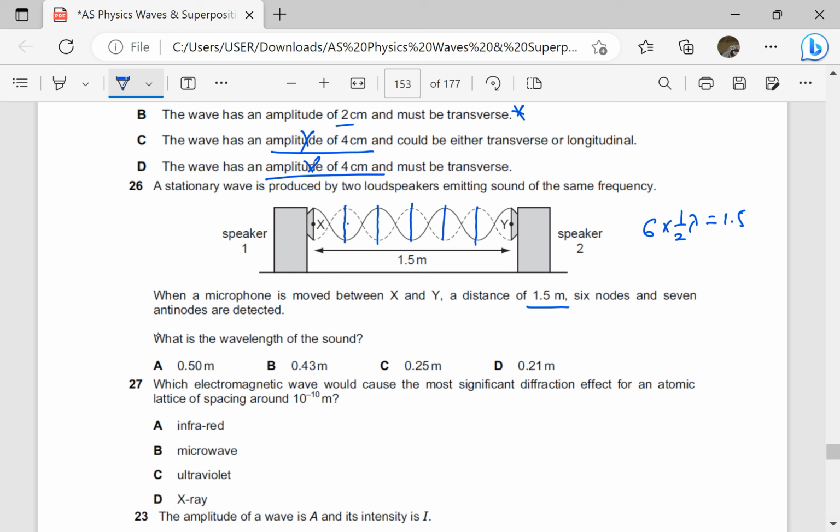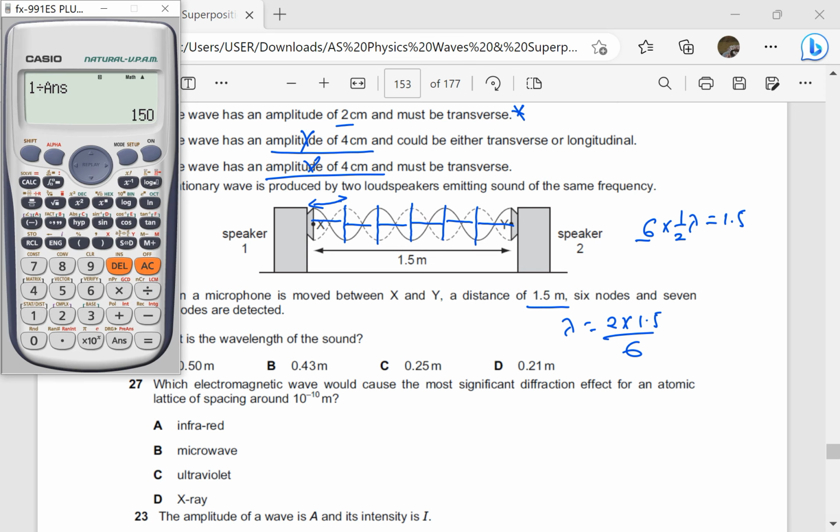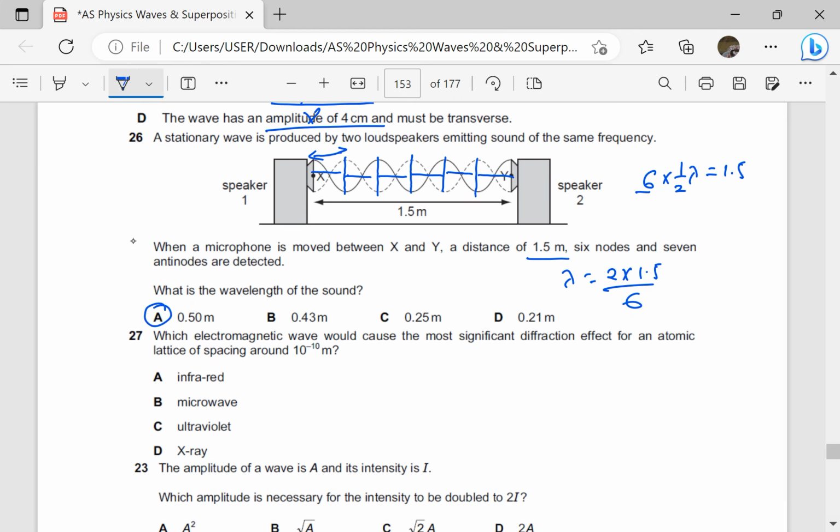So the distance between two successive antinodes is half wavelength. But that distance is appearing 6 times. This is 1, 2, 3, 4, 5, 6. So 6 times half wavelength is equal to 1.5. So the wavelength lambda is going to be 2 times 1.5 divided by 6, that is 3 divided by 6, which is 0.5. So our answer is going to be A.